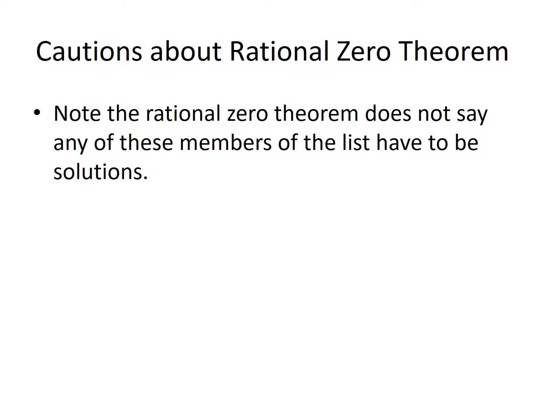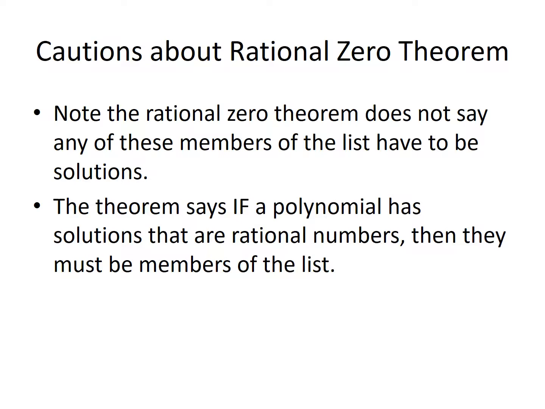Some cautions about the rational zero theorem. The rational zero theorem does not say any of these members of the list have to be solutions. The theorem says if a polynomial has solutions that are rational numbers, then they must be members of this list.